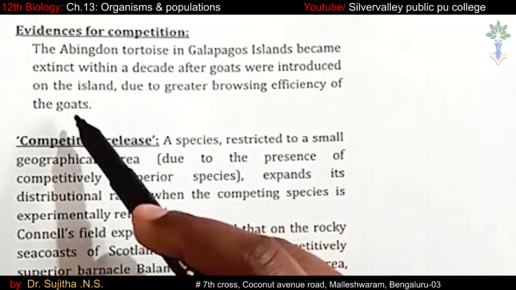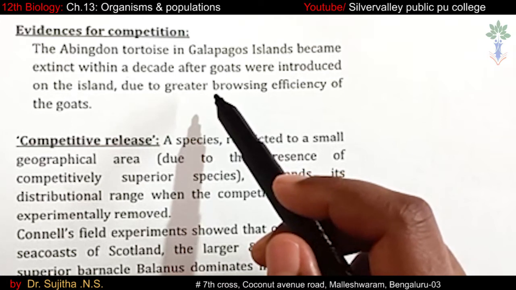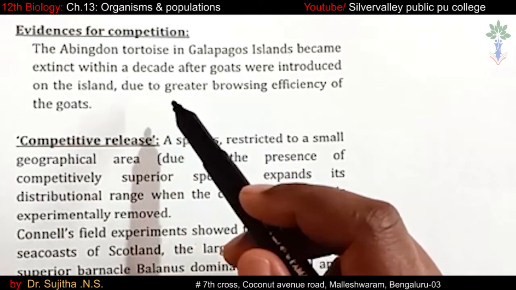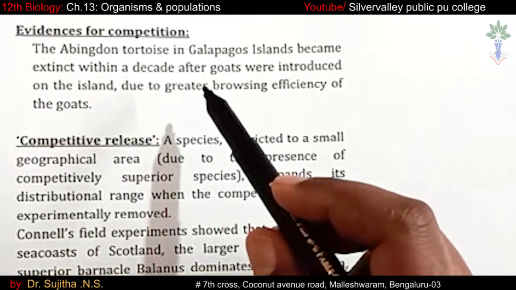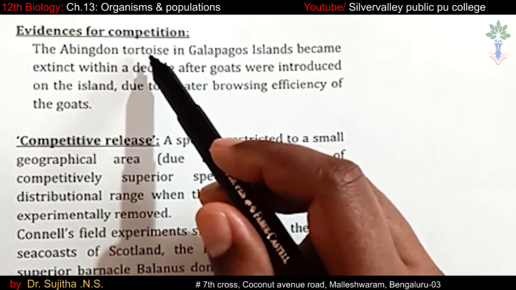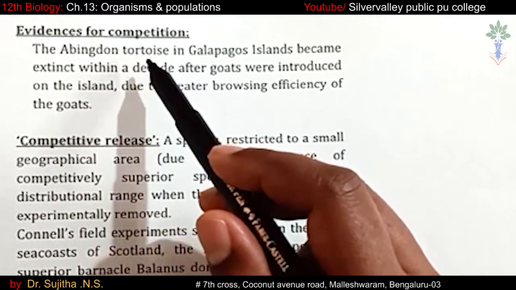That means to say goats are browsers. Browsers are those animals which feed upon herbs, shrubs or any small dicot plants. So because the goats were voracious eaters, the Abingdon tortoise had to face a shortage of resources, as a result of which the population of the Abingdon tortoise came down.